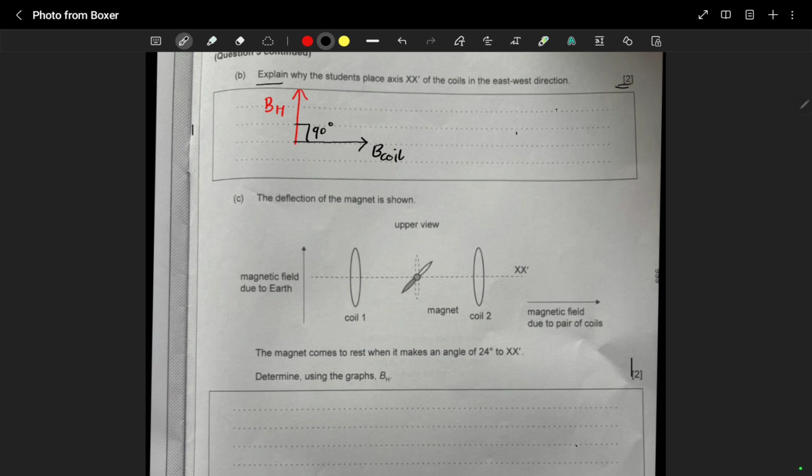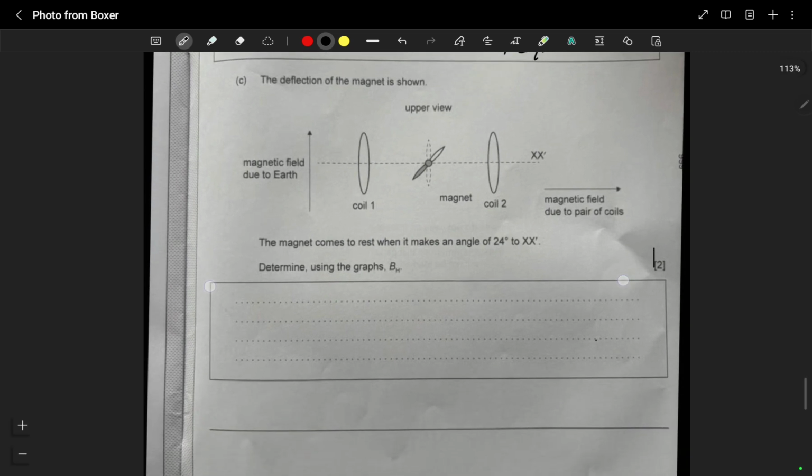So the first point is, if we do so, BH will be perpendicular to BC, or BH and BC would be normal to each other, and in this case it gives the maximum possible deflection of the magnet, hence the angle will be significant, and so that we can measure it easily. Maximum possible deflection of the magnet. Cool.